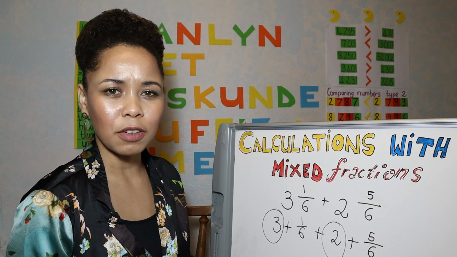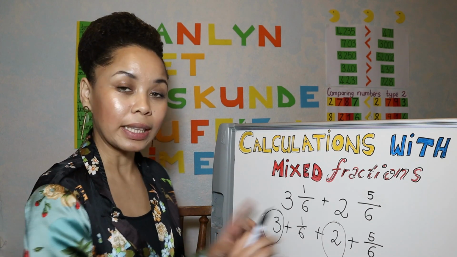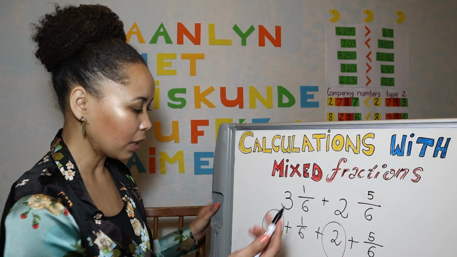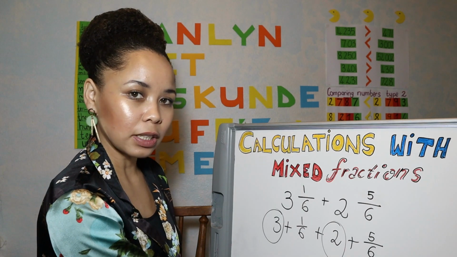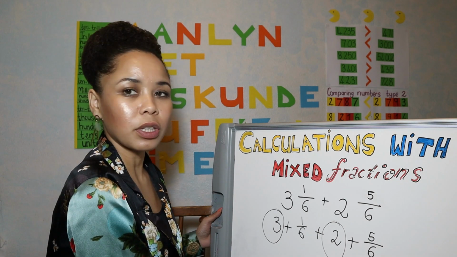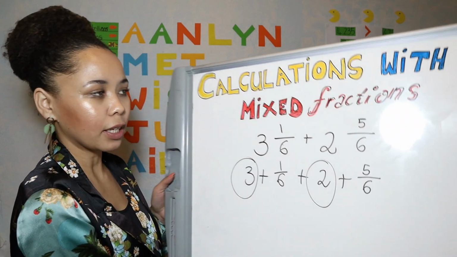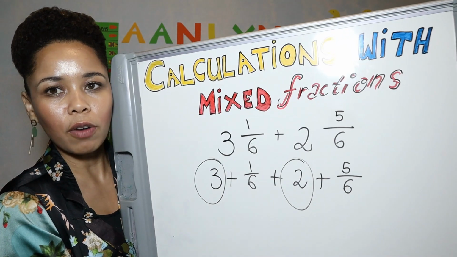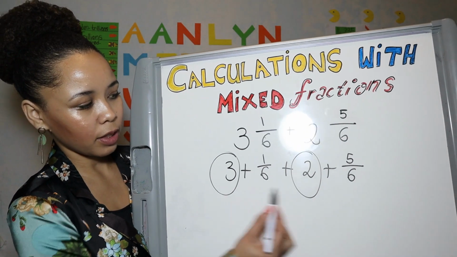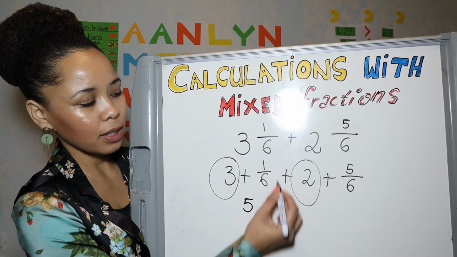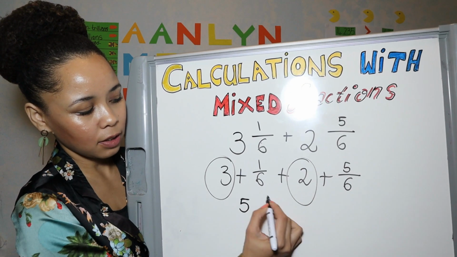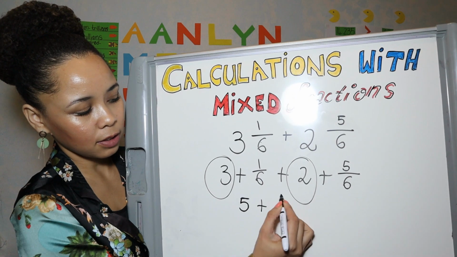Now, to make it even easier for yourself, you can regroup them. You can rewrite it in the certain way that you want. So you can write it as 3 plus 2 plus 1/6 plus 5 sixths. Okay? But I'm just going to go ahead and add them immediately. So now, after this step, I'm going to say 3 plus 2 is 5. And then I have 1/6 plus 5/6 is 6 sixths.